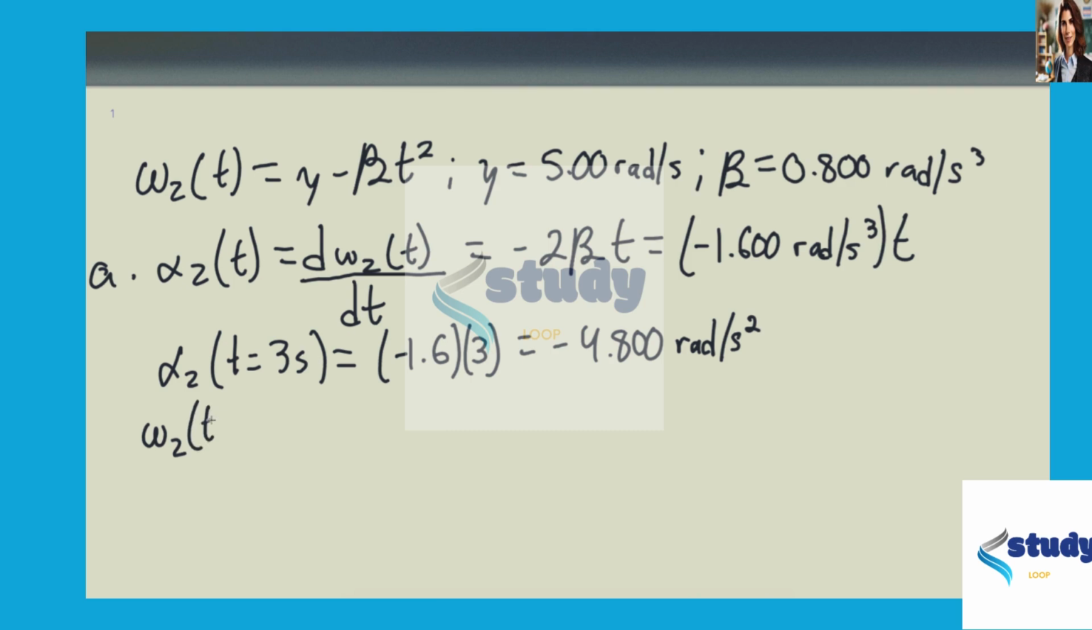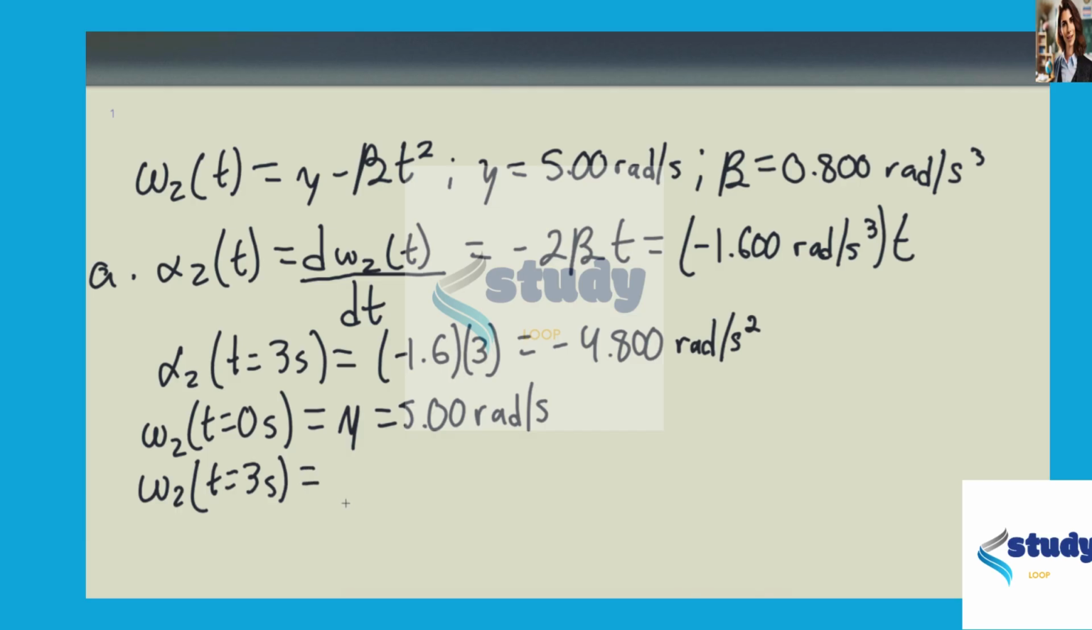Omega z at t equals 0 seconds is going to be simply gamma, or 5 radians per second. And then omega z at t equals 3 seconds is going to be equal to 5 minus 0.8 times 3 squared, rather. And this will be equal to negative 2.200 radians per second.